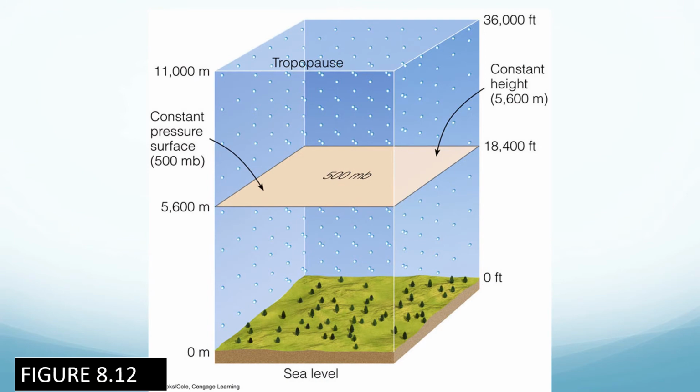Another type of chart more commonly used in studying the weather is the constant pressure chart, or isobaric chart. Instead of showing pressure variation at a constant altitude, these charts are constructed to show height variation along a constant pressure, the isobaric surface.